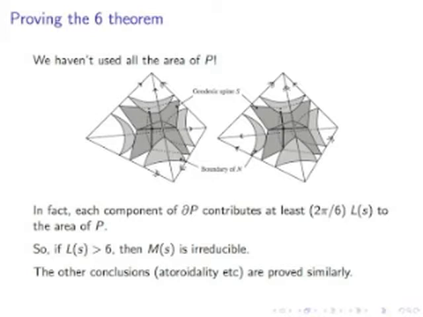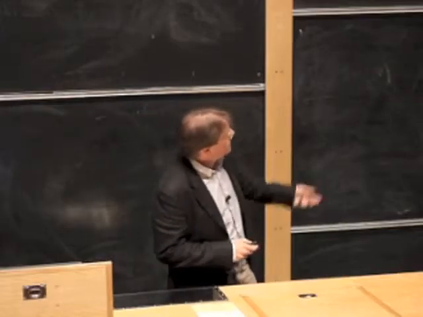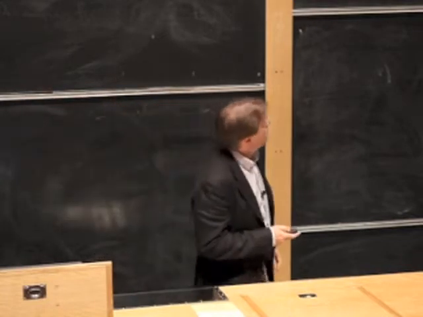And it shows you that if the slope length is more than 6, then we get a contradiction, and hence we deduce that it must have been irreducible. And other conclusions follow as well, atoroidality, etc., proved using similar sets of techniques. Okay, so that's a very brief history of the sixth theorem, as it's now called.